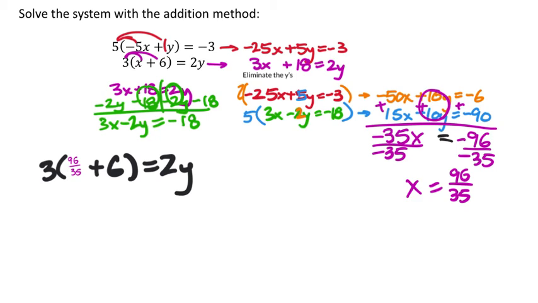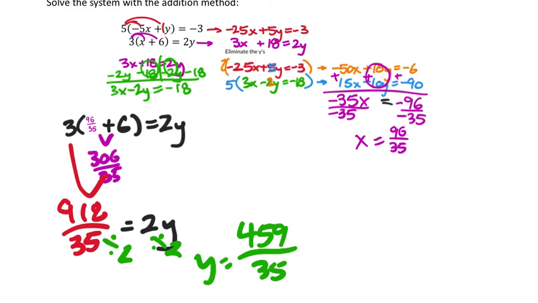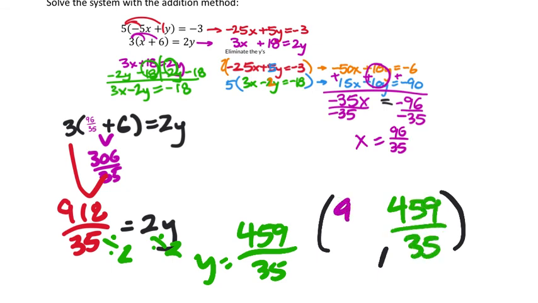96/35 plus 6, and that results in 306/35. Now, you can simplify. So 918/35. Last thing I'm going to do here is just divide both sides by 2. So let's divide by 2 here, divide by 2 there, divide by 2 on my calculator, because I don't want to do that in my head. I know some of you want to, but I'm not going to. I got 459/35 on this. That's my y value, by the way. And no, it's not very pretty, but we'll check to make sure it works. But let's go and write this in here: 459/35 and 96/35.